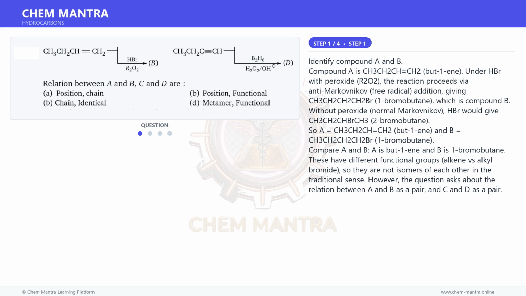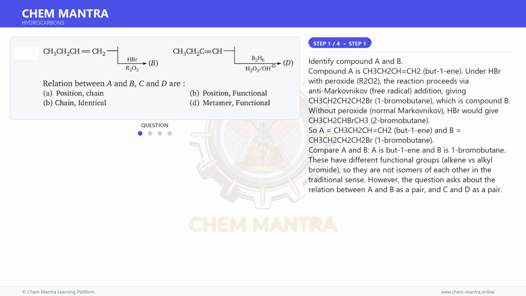Compound A is CH3CH2CH=CH2, but-1-ene. Under HBr with peroxide, R2O2, the reaction proceeds via anti-Markovnikov free radical addition, giving CH3CH2CH2CH2Br, 1-bromobutane, which is compound B.